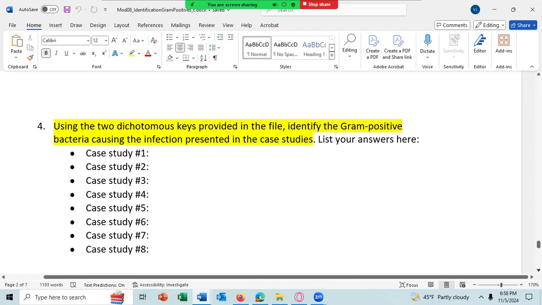And then look at the case studies and the key, which is supplied on Canvas. I showed it to you before, to answer the questions: which bacteria species is causing the infection? All of them will be a gram-positive bacteria. So name the species for case study 1 here, for case study 2 here, for case study 3, 4, 5, 6, 7, and 8 here.